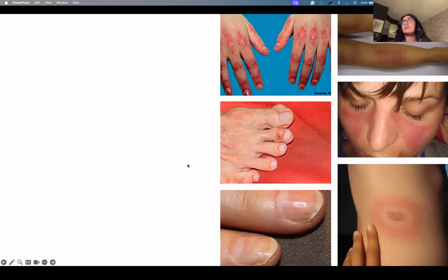Here's some pictures of some of the signs. They may well show you a picture instead of using a word to describe it. Any idea of what this first one is? I hope you can see my mouse. So it's kind of like a scaly patch affecting the extensor surfaces. Any ideas?